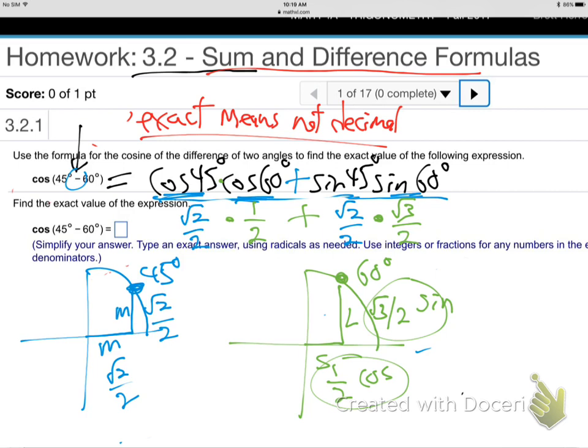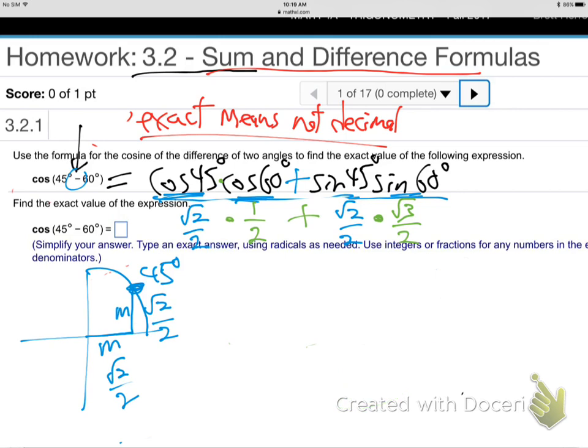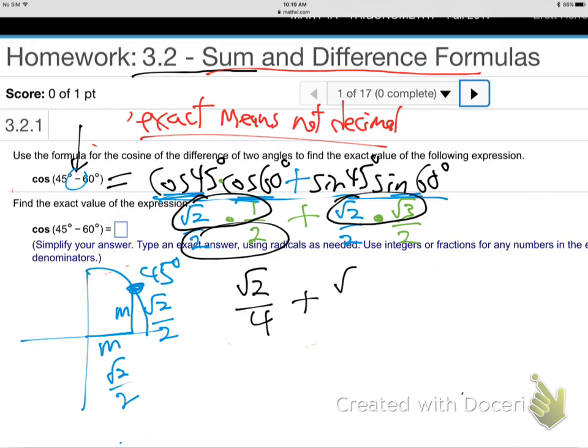Now we just need to multiply those and combine like terms, or common denominator, I mean. Okay, so now, what do we have? Root 2 times 1, which is root 2, over 2 times 2, which is 4, plus root 2 times root 3, root 6, over 2 times 2, 4. Am I going too quick? Is that okay? So far, so good. I just multiplied those together.